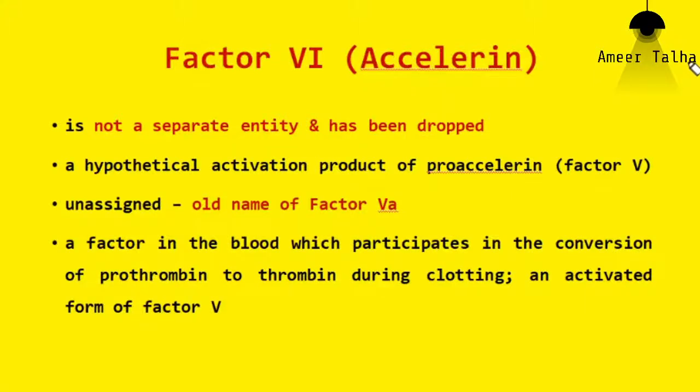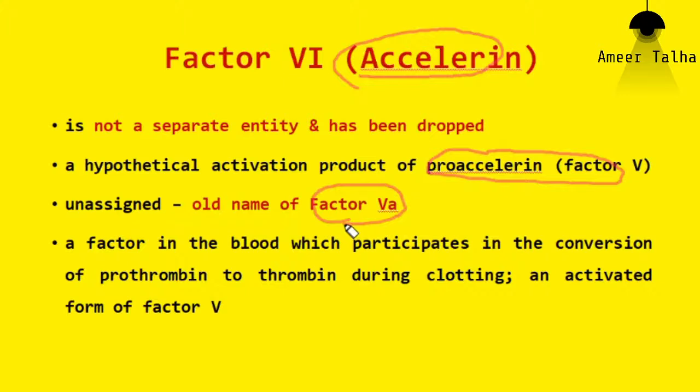There is no factor 6. So I answered it yesterday as well. Initially, factor 6 was included in the list by the name of Accelerin, and later on it was dropped because Accelerin is the activated form of the same factor 5. If you remember factor 5, the name of factor 5 is proaccelerin, and factor 6 is the activated form of factor 5. So we may disregard this factor.